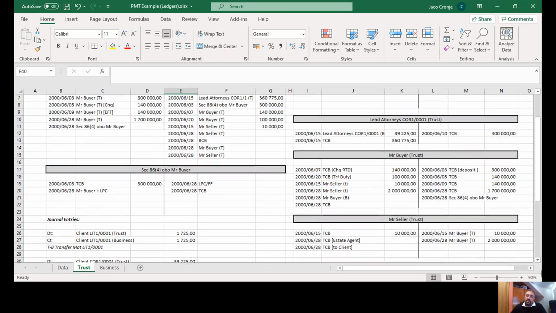So the moment the guarantees and all of that pay out, remember to do the transaction between the buyer and the seller.